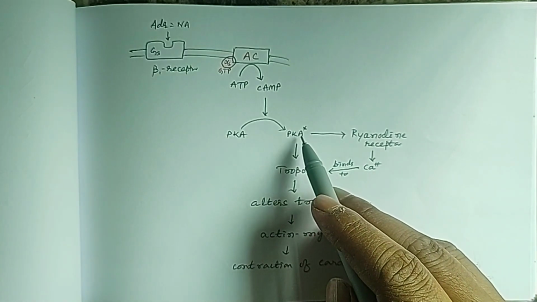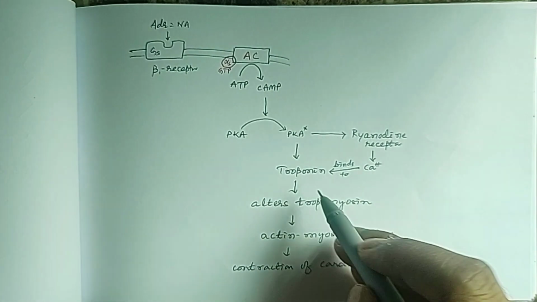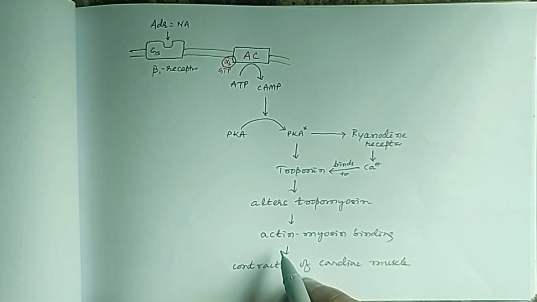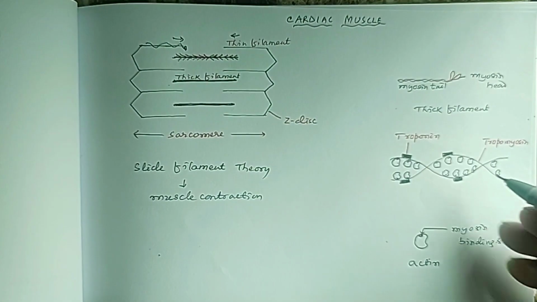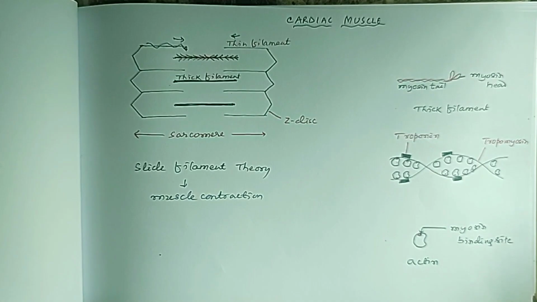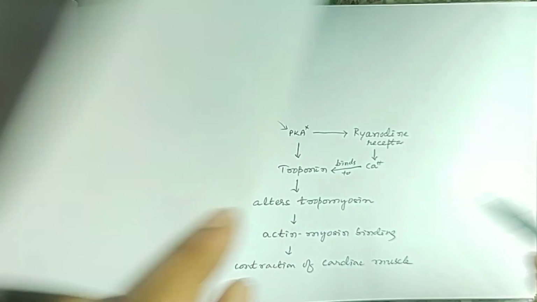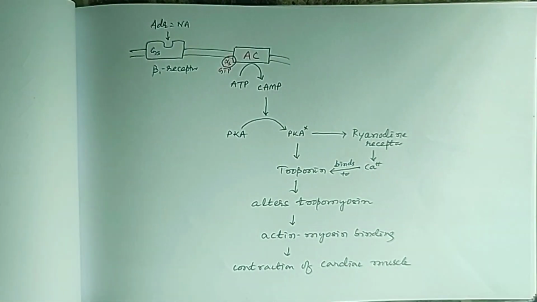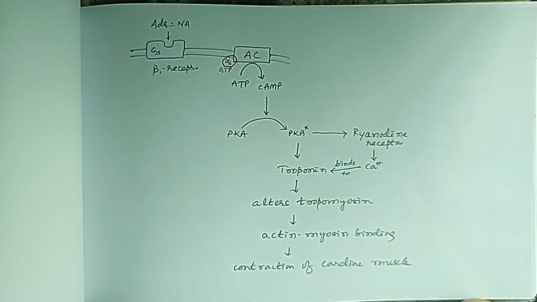Protein kinase A can also activate troponin, and troponin alters the tropomyosin, and the myosin binding sites are exposed. Actin myosin binding occurs, which results in contraction of cardiac muscle. So this is all about the physiology or mechanism of cardiac muscle contraction. Thank you.